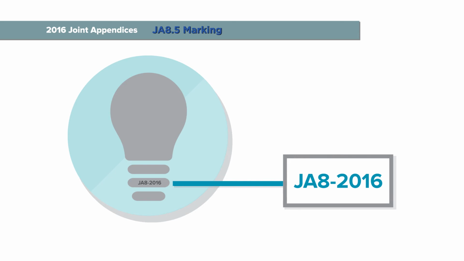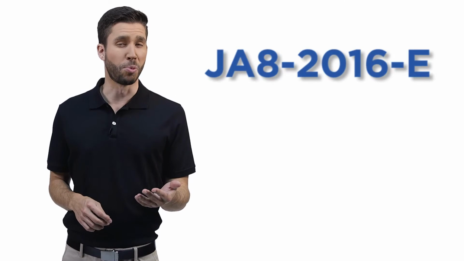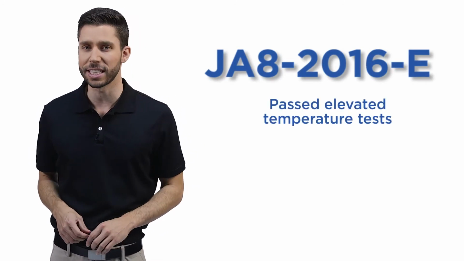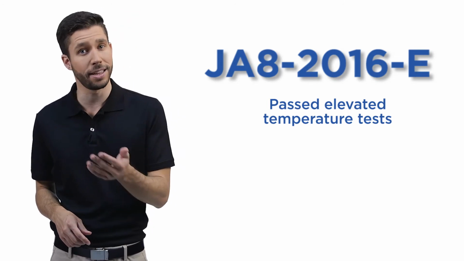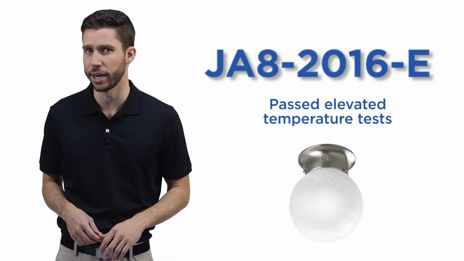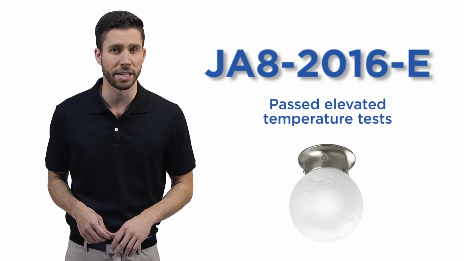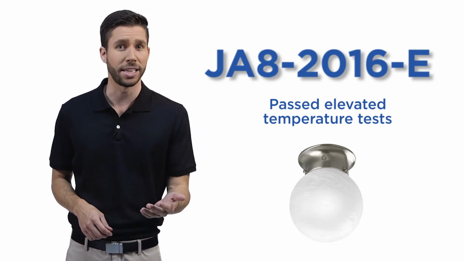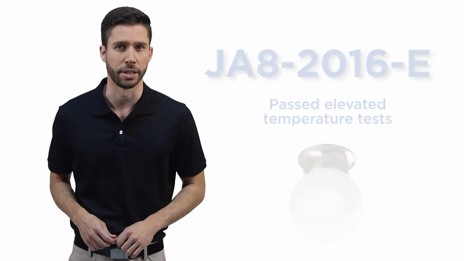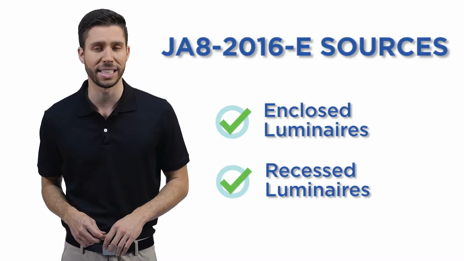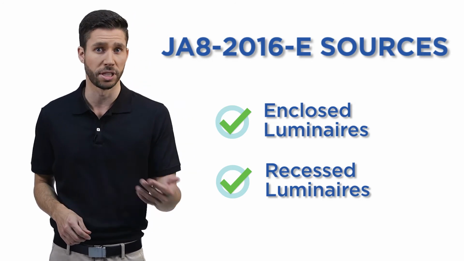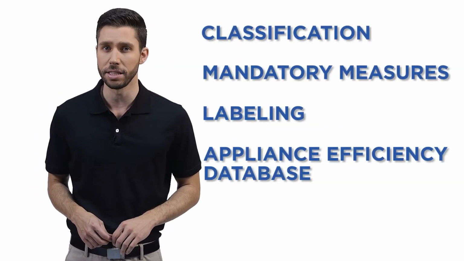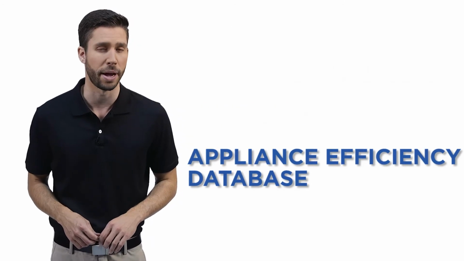JA8 compliance markings must be located on the lamp or luminaire. Light sources marked with JA8-2016-E have passed the elevated temperature life test, indicating that they comply with JA8 criteria and may be installed in elevated temperature applications, such as in enclosed and recessed fixtures. Only JA8-2016-E light sources may be used in enclosed and recessed luminaires. Last, let's take a look at the Appliance Efficiency Database.